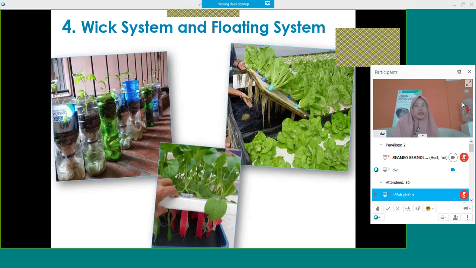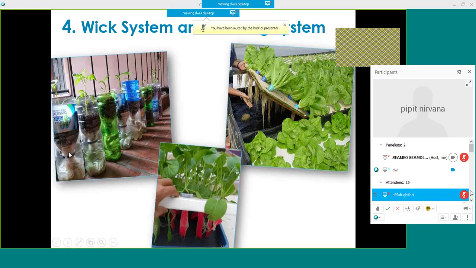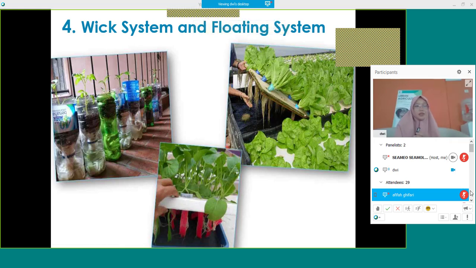Fourth is the wick system and flooding system. Those systems use static nutrient solution. So there is no water or nutrient solution that will be pumped into the medium. We can use nylon wick or flannel wick that will conduct capillary action, bringing the nutrient solution from the bottom into the root system of the plant.